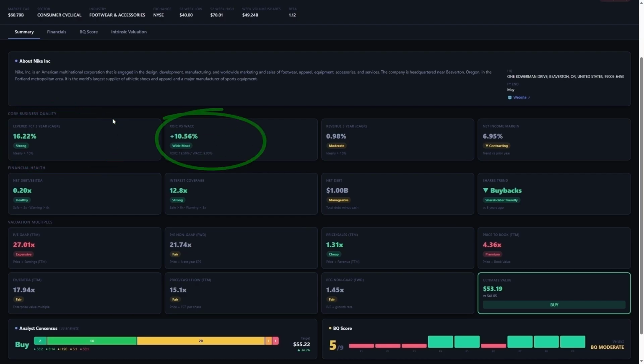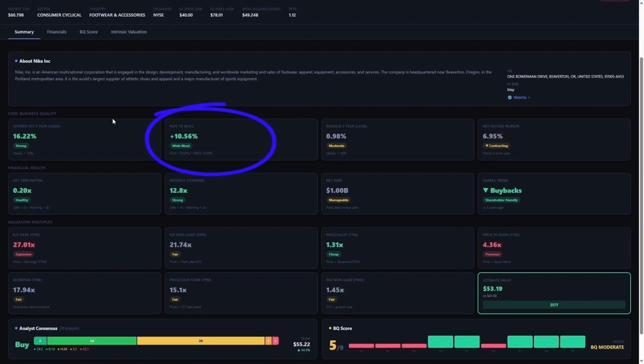We have the ROIC versus the WACC. It's one of my favorites. If the ROIC is above the WACC, the business is genuinely creating value. A consistent positive spread here is the definition of a competitive moat. The tool will use all these abbreviations like ROIC and WACC.